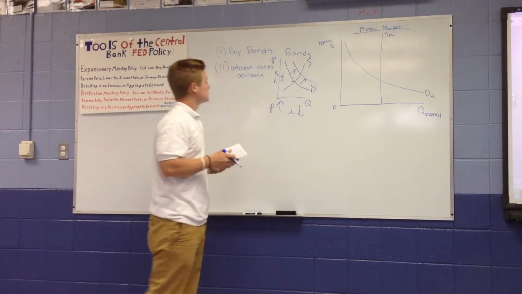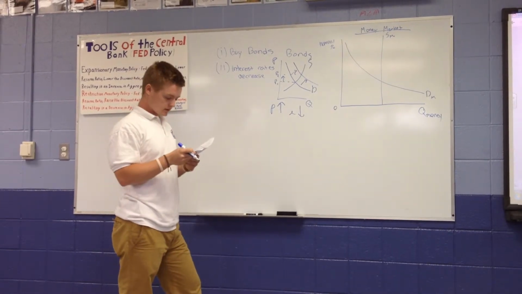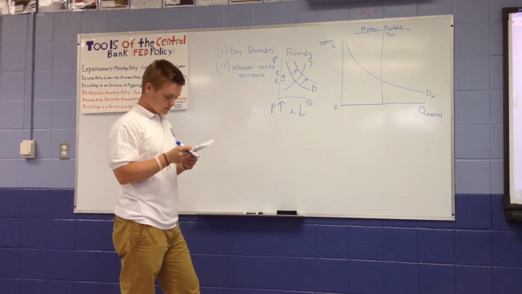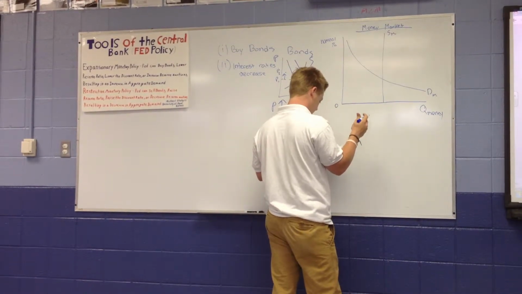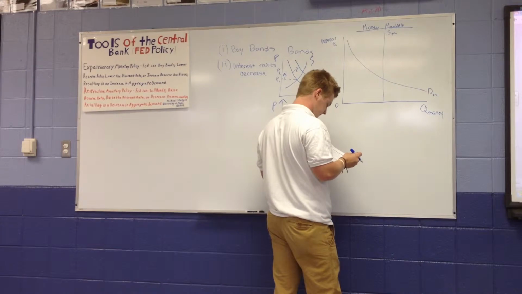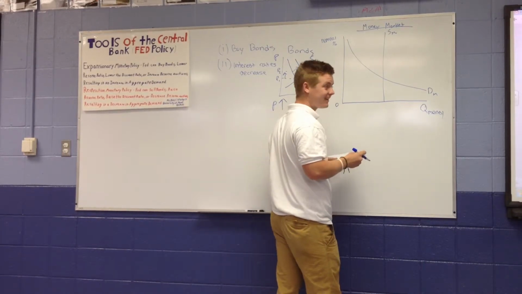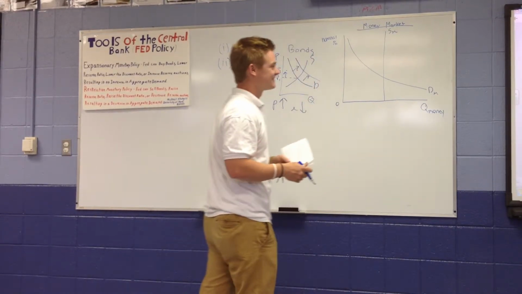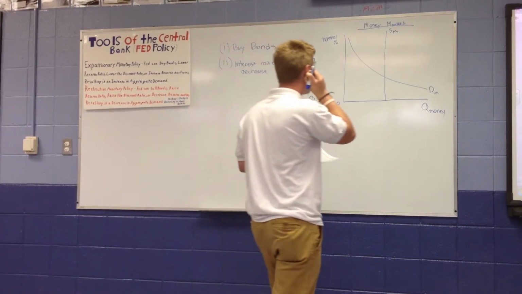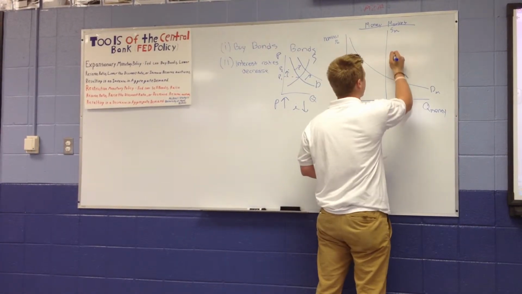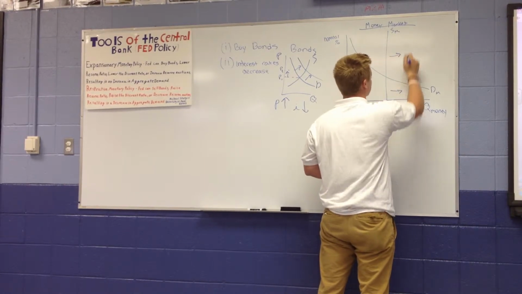And then with the open market operations of buying bonds, we're going to get a movement along the curve. Show the effect of the open market operation. So when the Federal Reserve buys bonds, the supply of money is going to increase and shift the curve to the right.